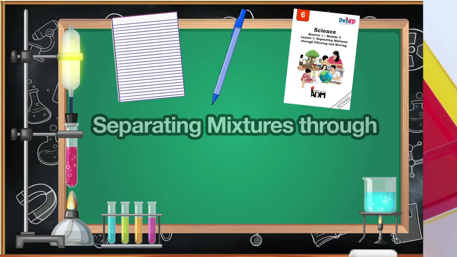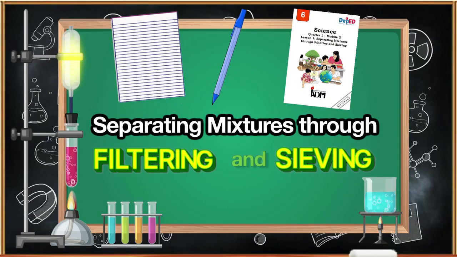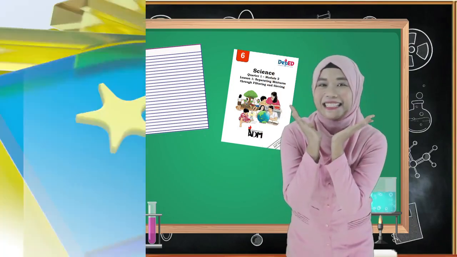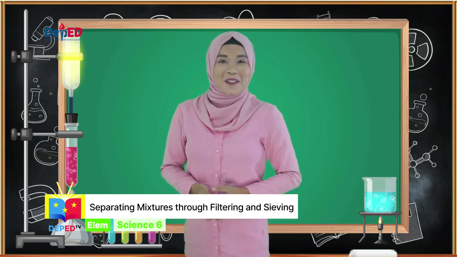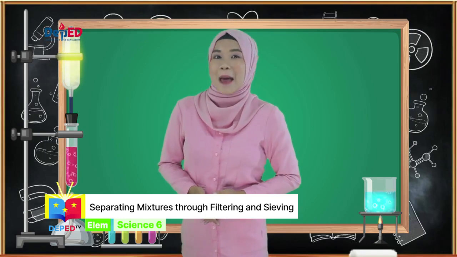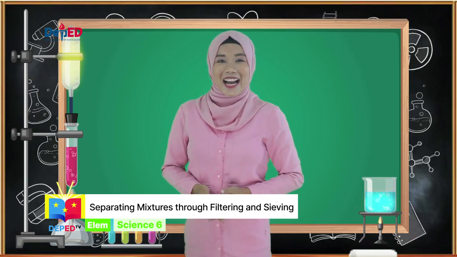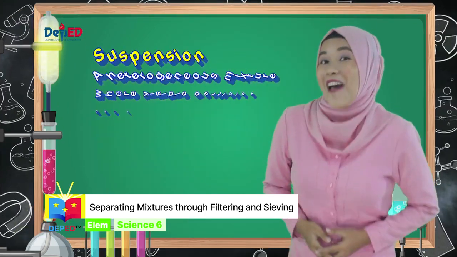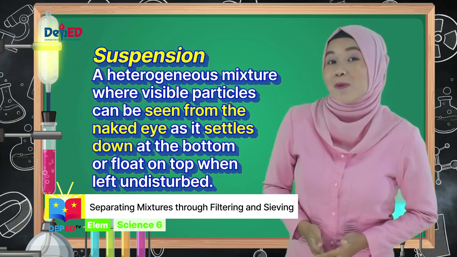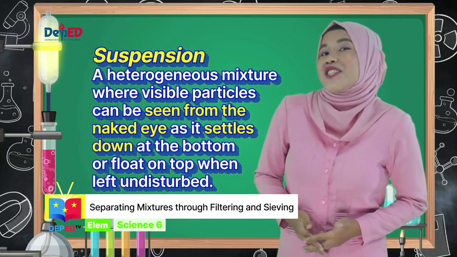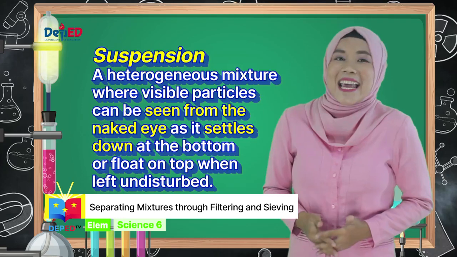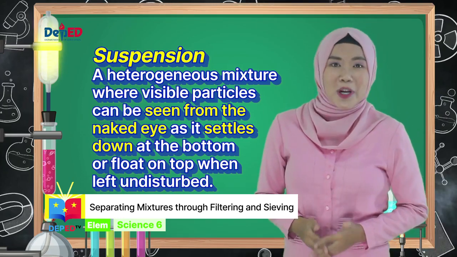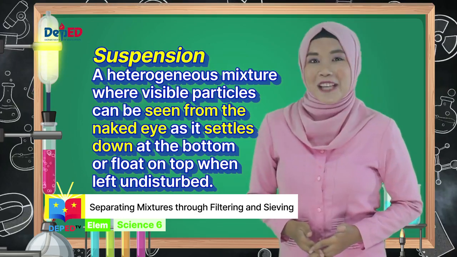For today, we will learn about separating mixtures through filtering and sieving here in our Science 6 class. In our previous episode, you have learned about suspensions and their characteristics. Am I right? Yes, very good! Suspension is a heterogeneous mixture where visible particles can be seen from the naked eye as it settles down at the bottom or float on top when left undisturbed.